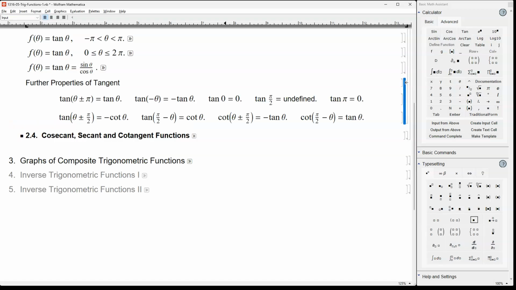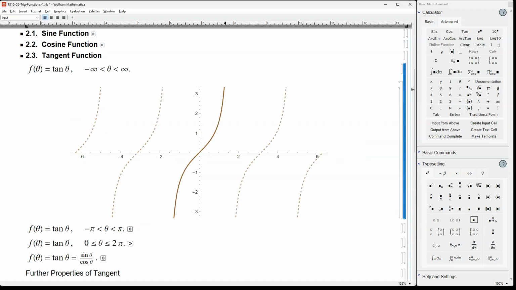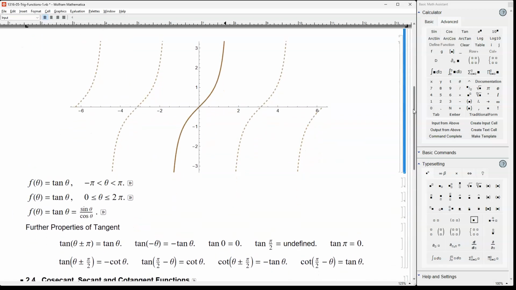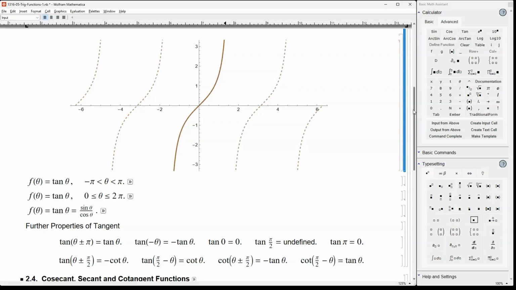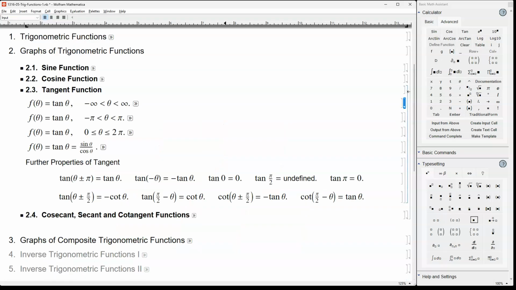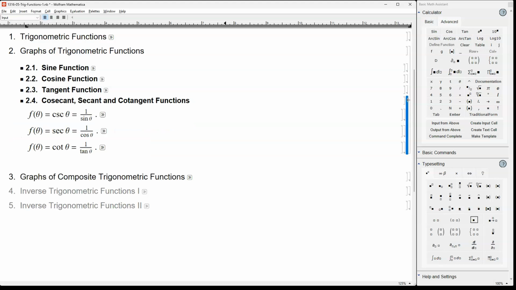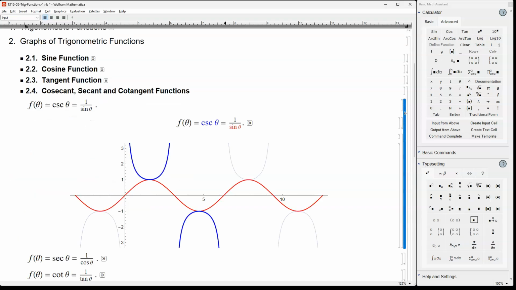Further properties of tangent will follow directly from the definition, or the behavior of the graph. Alright, so much for tangent. Now, how about the other graphs, cosecant, secant, and cotangent? Well, they are far less important, so let me go ahead really quickly.